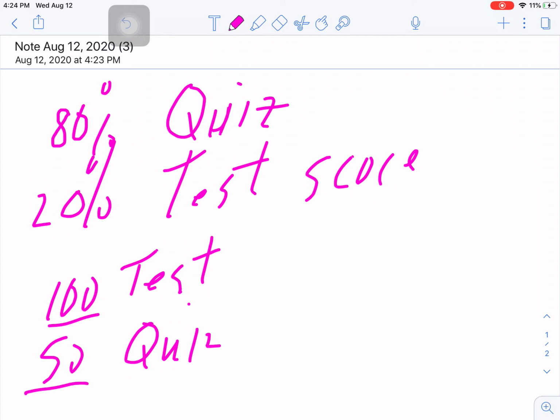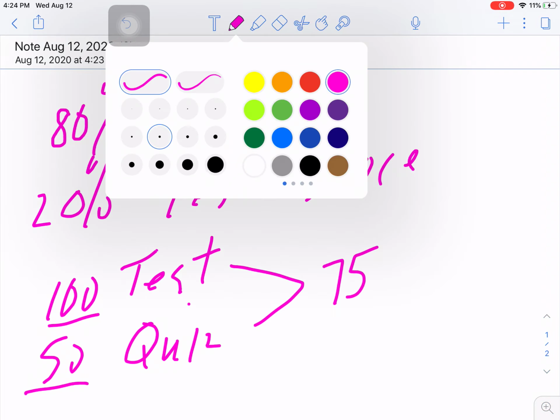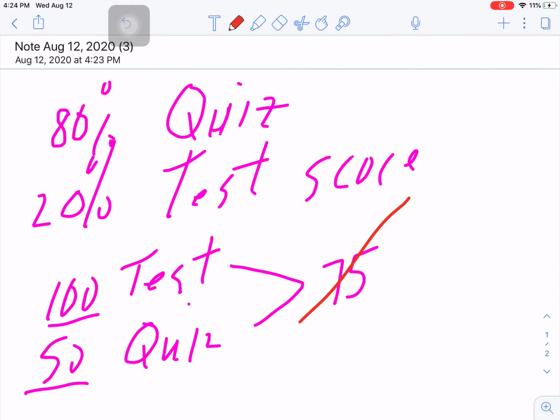Well, if you want to figure out your average at this point, you need to realize right away that your average is not going to be 75. The reason it's not going to be 75, which is the median in between the two, is because 80% of your score is determined by your quiz. So if 80% is determined by your quiz scores, then that has a larger weighting on the average.